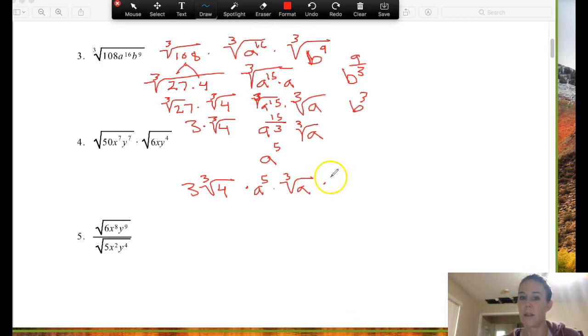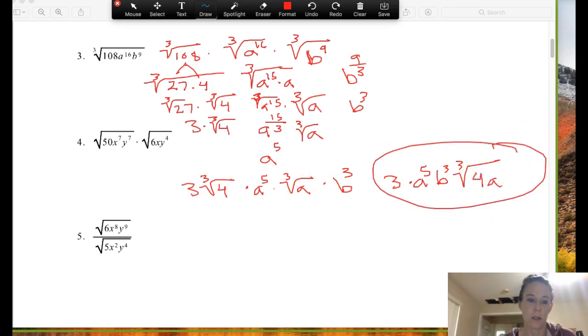This is all multiplied together. This is b to the 3rd. Now I can simplify this. This is all multiplied together, so order doesn't matter. So I'm going to reorder this nicely. These are both under the cube root, so I'm going to multiply them back together and put them under one cube root. So I'm going to have 3 times a to the 5th, so 3a to the 5th times b cubed times the cube root of 4a. And there is your solution.